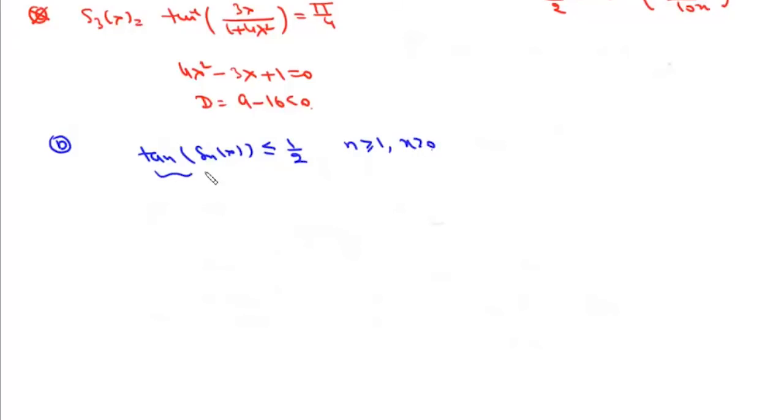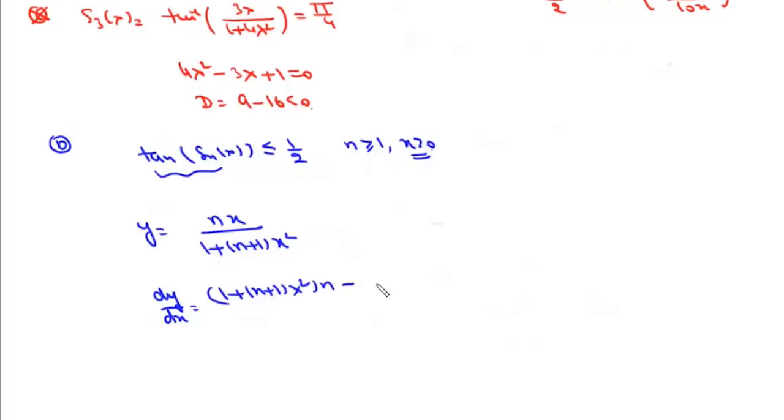Now what we'll do is take this as some function y, and this y will be nx upon 1 plus (n plus 1)x². Now we'll find its absolute maxima and minima when x is greater than 0. Now we find dy by dx. dy by dx will be (1 plus (n plus 1)x²) into n minus nx into (n plus 1) into 2x upon (1 plus (n plus 1)x) whole square.